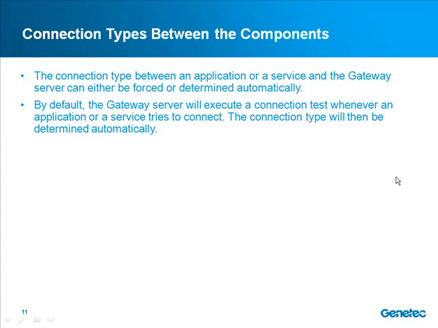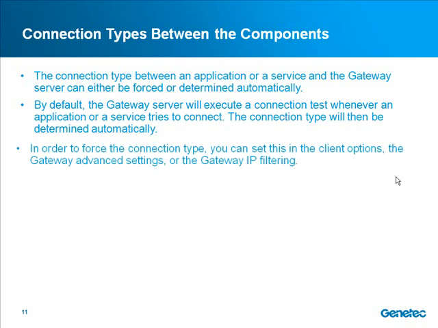The connection type between an application or service and the gateway can be forced to a set type or determined automatically. The gateway does a connection test when an application or service tries to connect to it, and this will automatically determine the connection type. If you want to use a particular connection method, you can force the connection type instead.